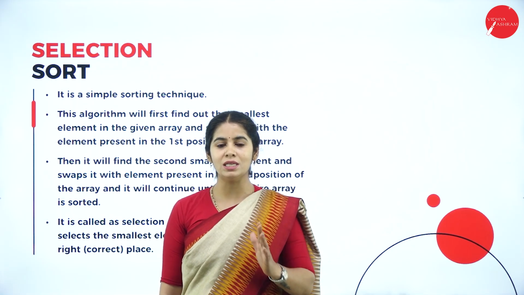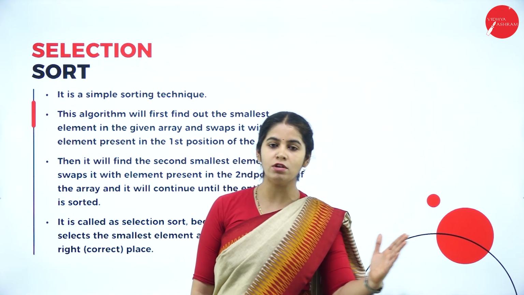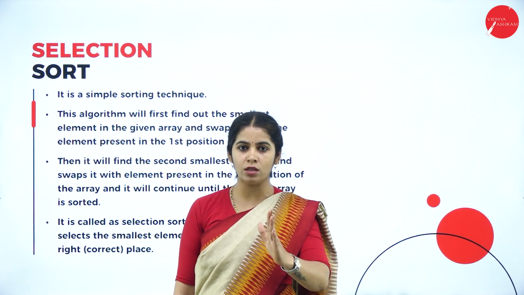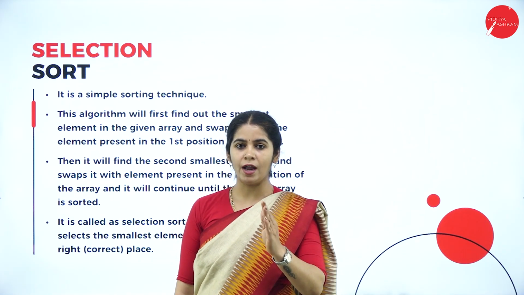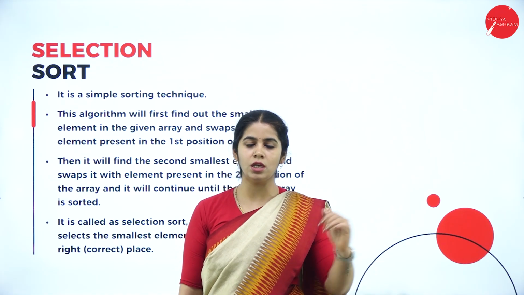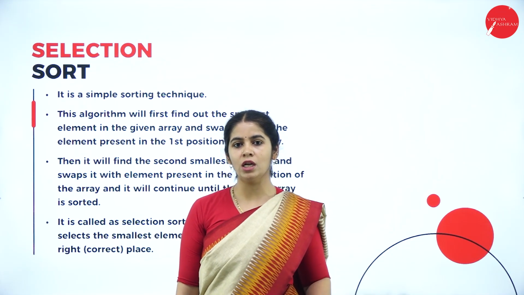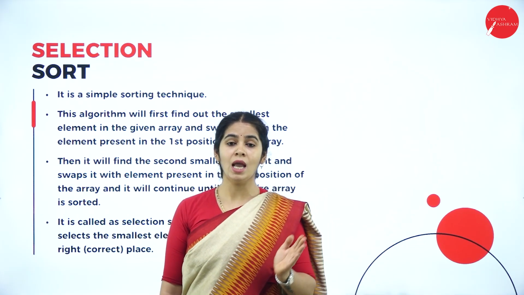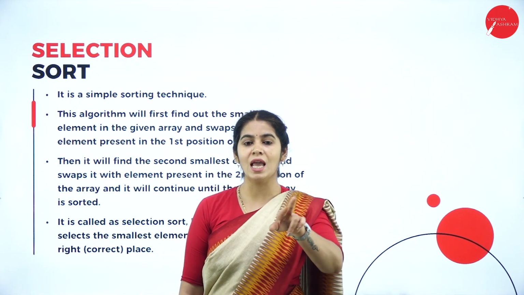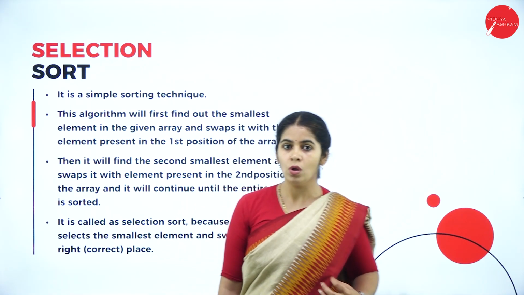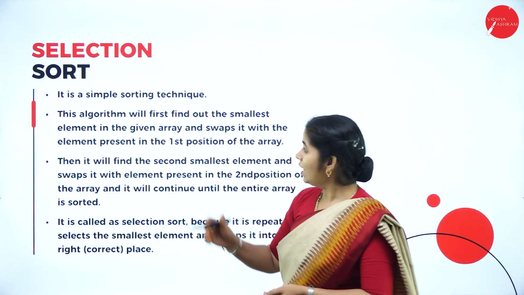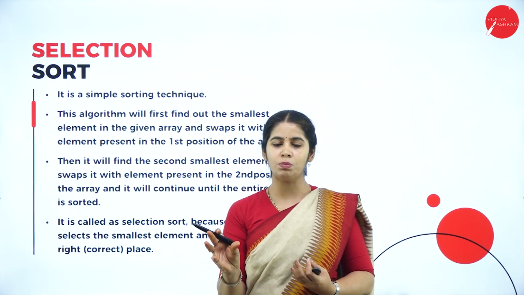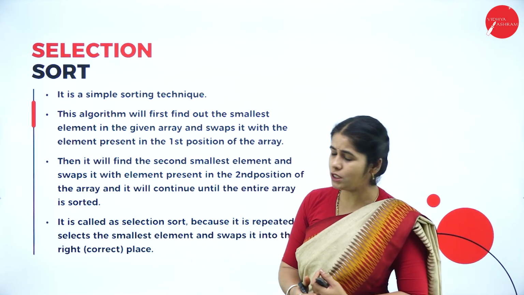In this technique, what we have to do is traverse the complete array. Once after traversing, you have to find the minimum element. When you have found the minimum element, put it in the 0th position. After putting that into the 0th position, again you have to traverse the complete array in order to search for the next minimum value. That's what we are going to do. It is a simple sorting technique, right? Very simple. Find the smallest element and put it in the first position.